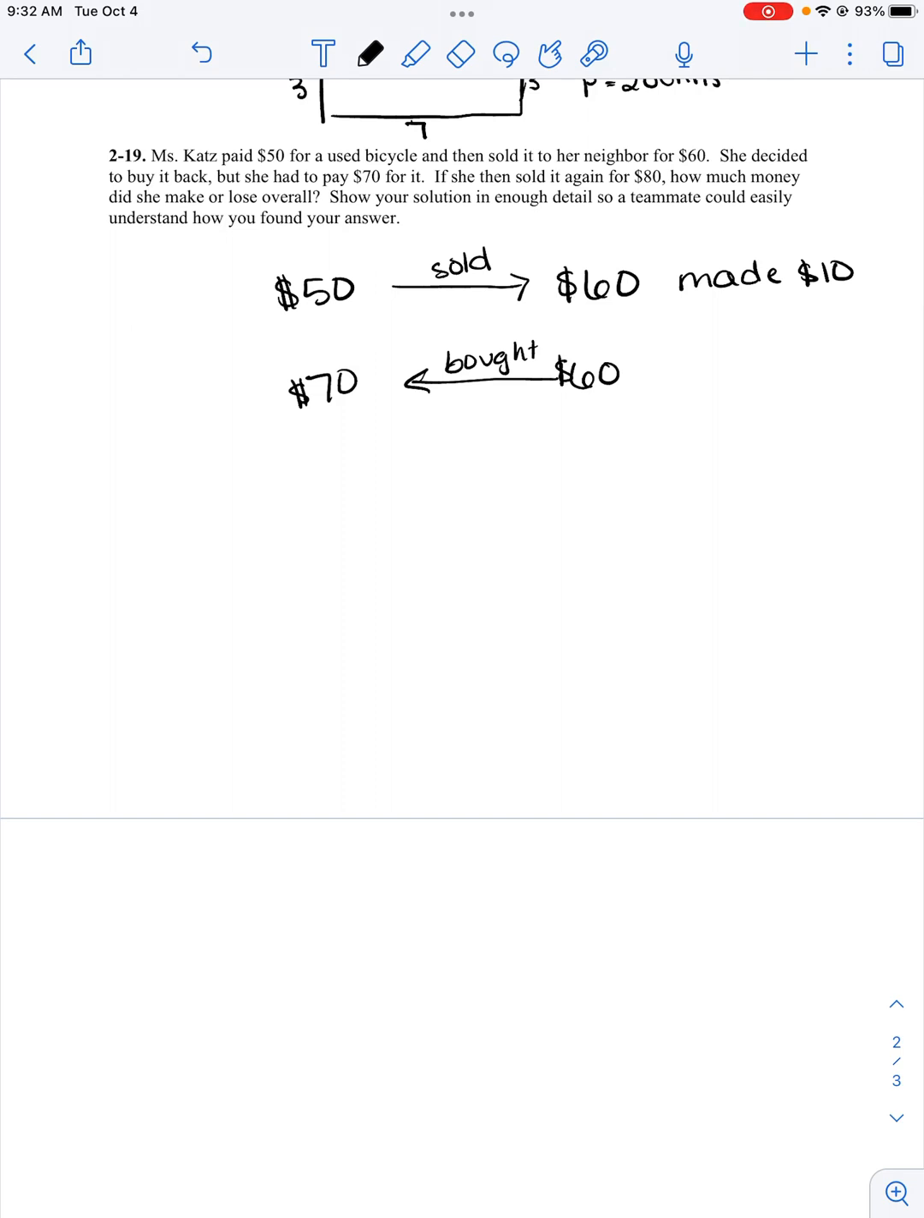Okay. But then she sold it again. So it was $70 and then she sold it for $80 and made $10. Okay. Now, how much total did she end up making? Well, she made $20, right? If I add the amounts that she made together.